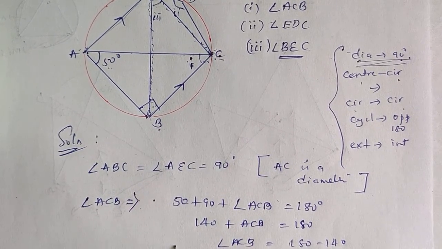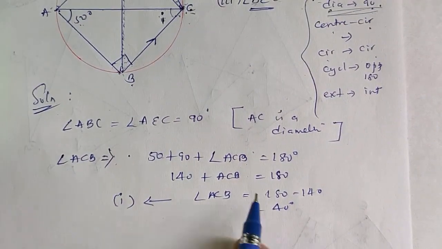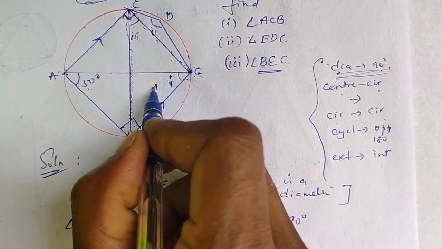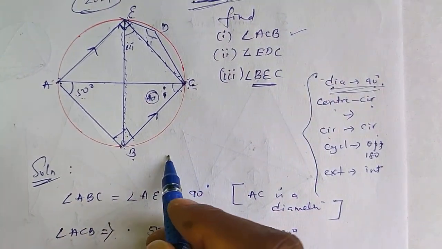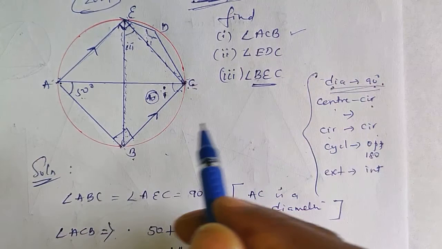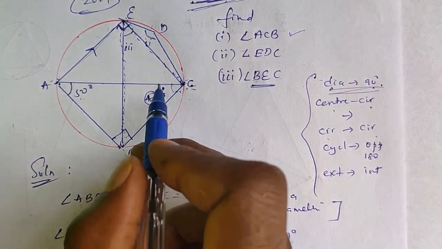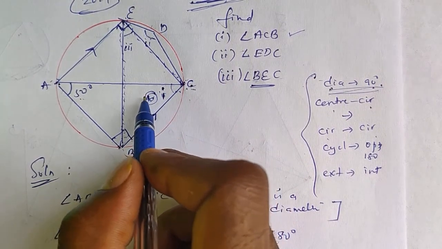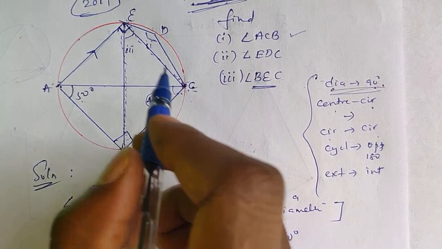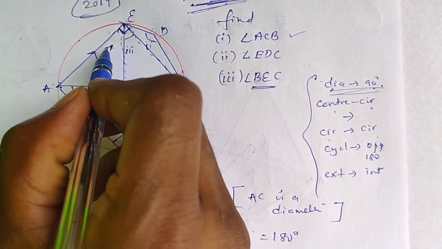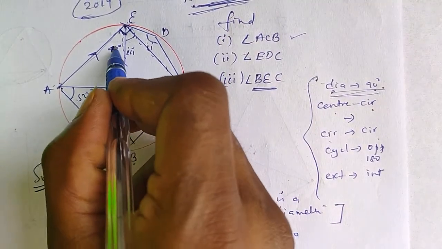So this is your sub question 1. In sub question 1, you got angle ACB equal to 40 degree. Now we got 40 degree here. One is finished. Next, how to get another angle, we'll try now. Here look at this angle is 40 degree. Now if this is 40 degree, even this is also 40 degree, right?